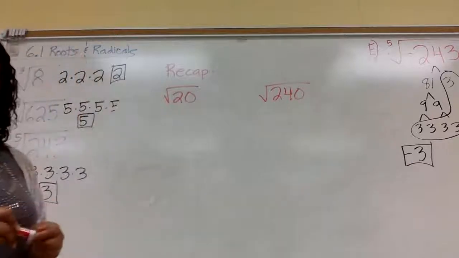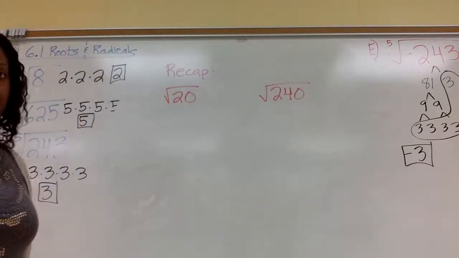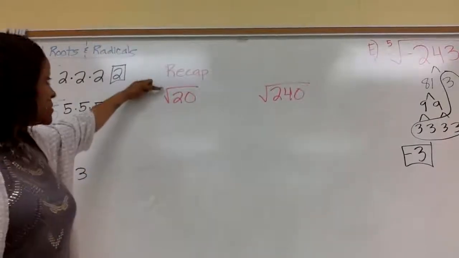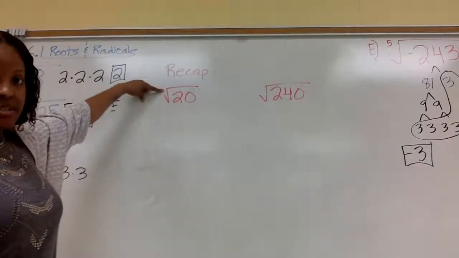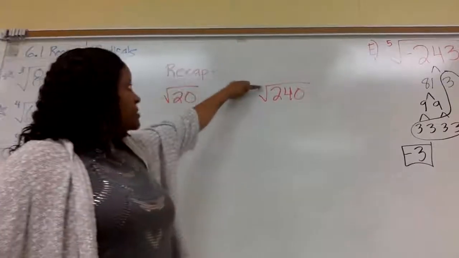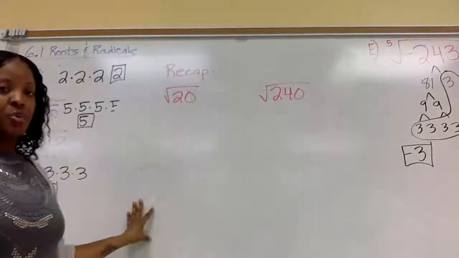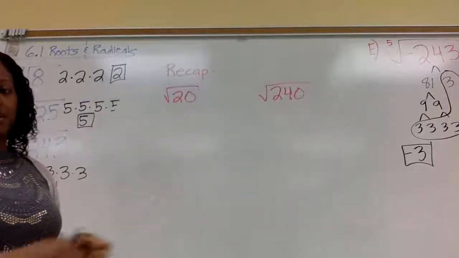If you just see a square root without an index on the outside, then your understood index is the number 2. So I do not see a specified number here, so it's understood to be 2. And I do not see a number here, so understood to be 2. So we're looking for pairs. We're looking for 2 of the same number.